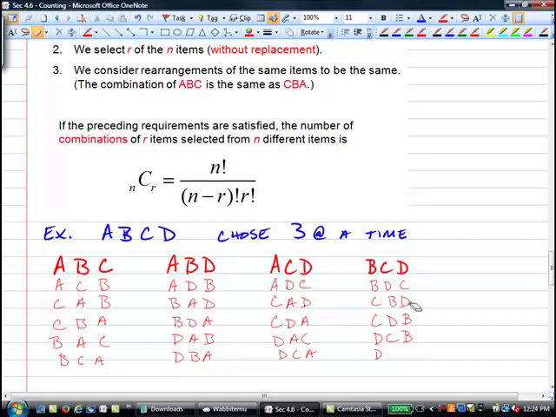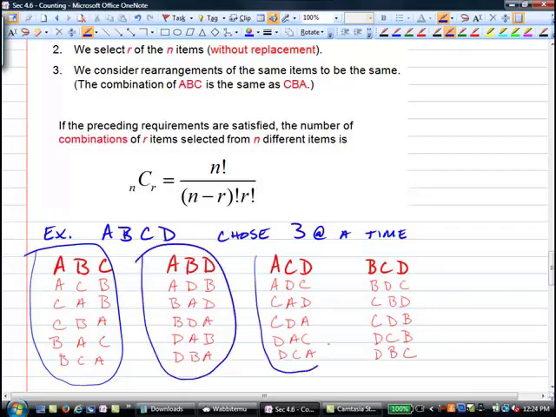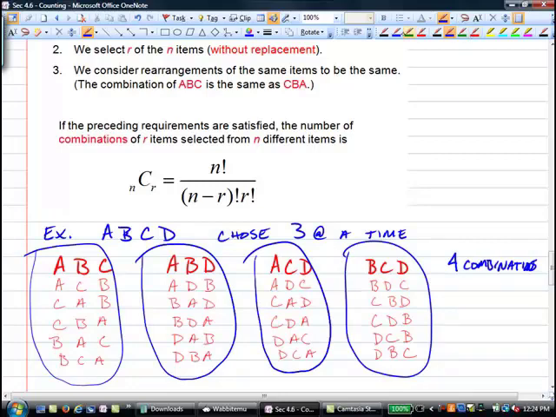What I've done here, I've shown you the difference between permutations and combinations. I've got 4 letters, choosing 3 at a time. When I look at combinations, all of these are the same. There's only 4 different combinations I can come up with. However, there are 24 permutations. So if I've got these 4 letters, A, B, C, D, and I choose 3 at a time, if I consider that order matters, I have 24 different permutations. If I don't think that order matters, then I only have 4 combinations of those 4 letters chosen 3 at a time.